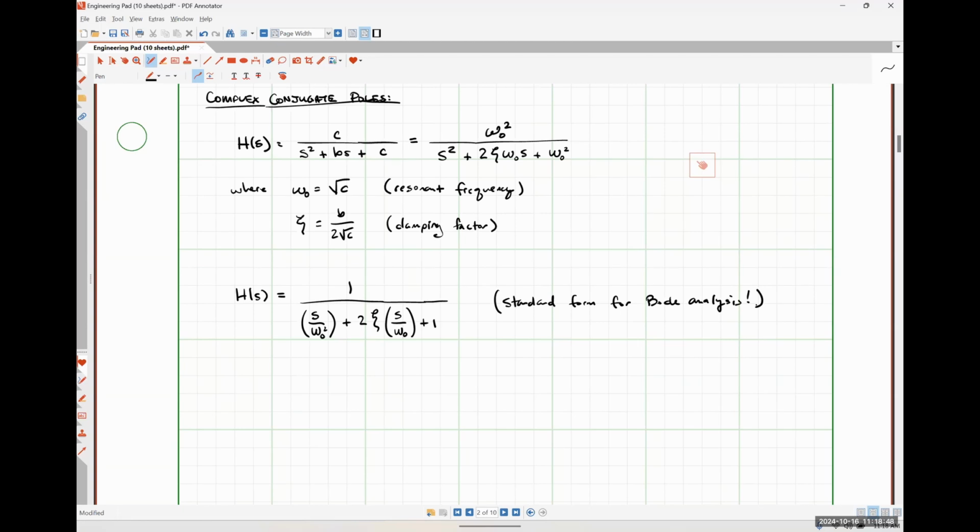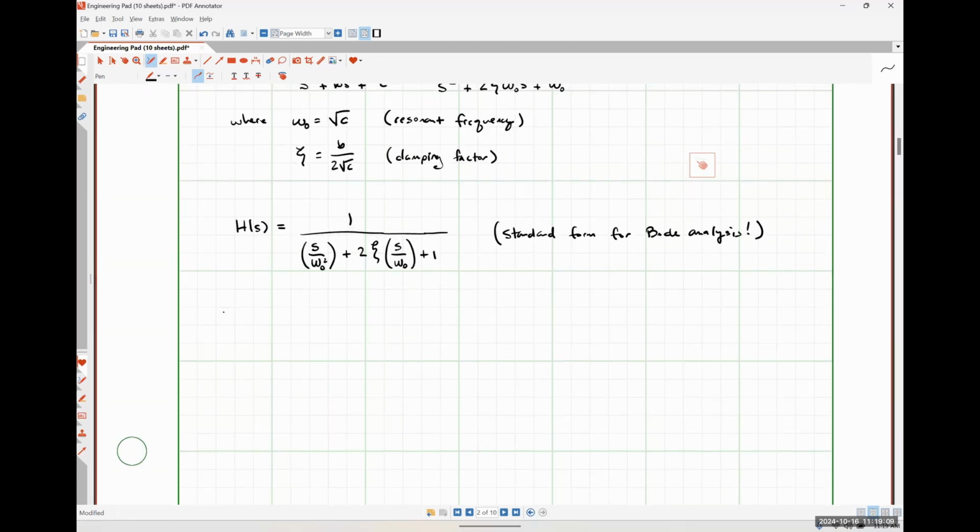So literally, all I've done here is factor out omega naught squared from the numerator and omega naught squared from the denominator. Nothing more difficult than that. Okay. And I'm putting it in this form because that's the form that we've been using for our Bode plots and all of that kind of good stuff.